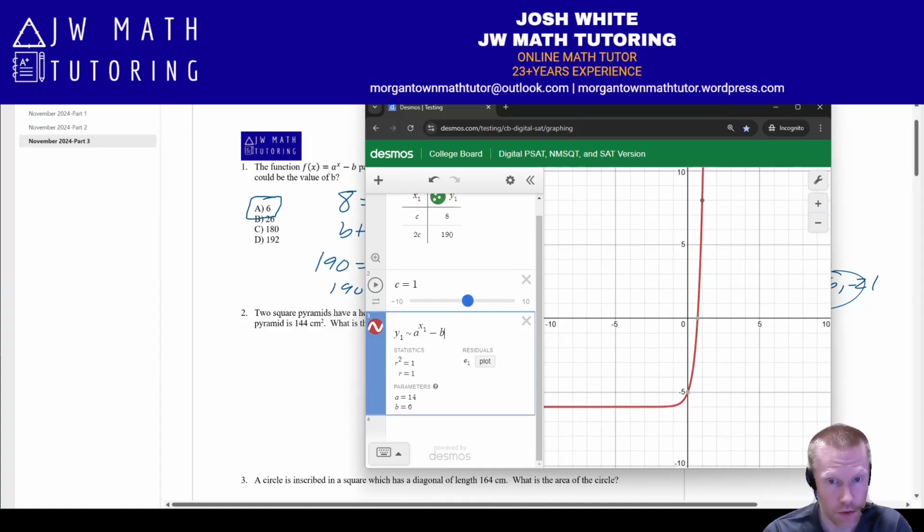Now, this is for c equals 1, but what happens if I change c to a different number? If you notice what happens with the shape of the graph, the a value is what gets adjusted. The b value never changes.